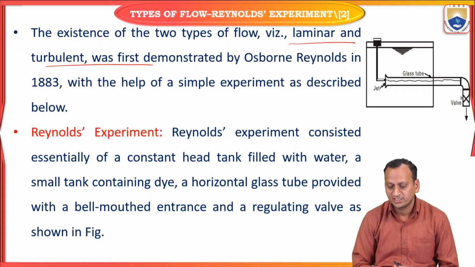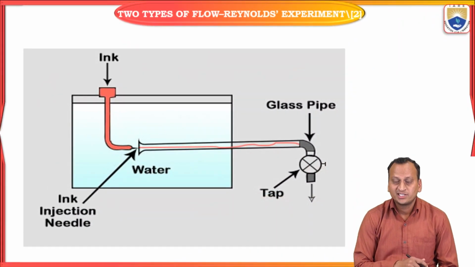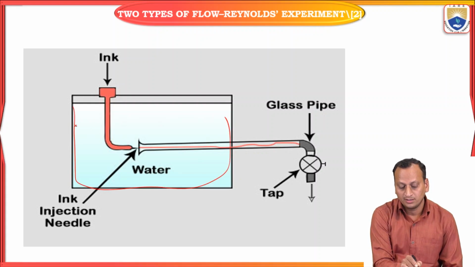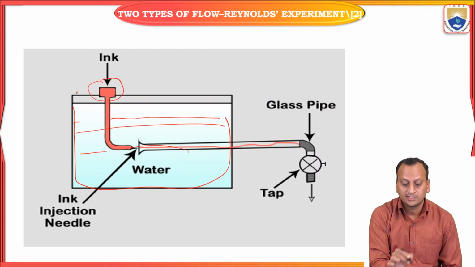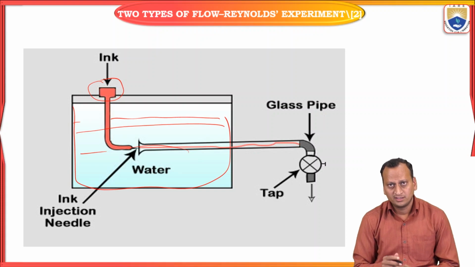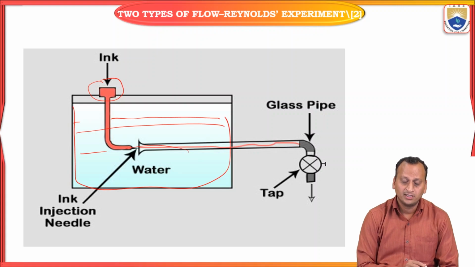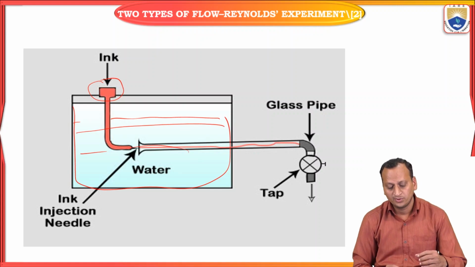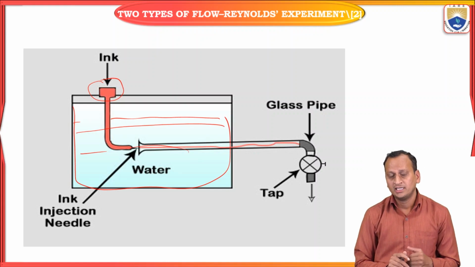So this is a very simple experiment. Here we can see a tank filled with water, and there is a small container. It holds a different liquid with a different color, whose specific weight is equal to the specific weight of water, so that it can flow along with the water. Otherwise there will be a problem, and we can't visualize the difference between the water and the liquid dye.